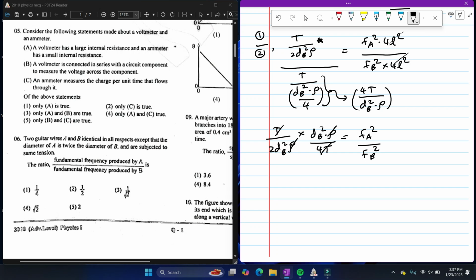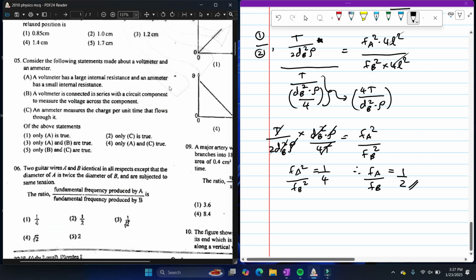Afterwards dB squared will cancel off, and so what is remaining is FA squared divided by FB squared. You are remained with 1/4. So thereafter FA divided by FB, frequency of string A divided by frequency of string B, is equal to half. The answer is number 2.